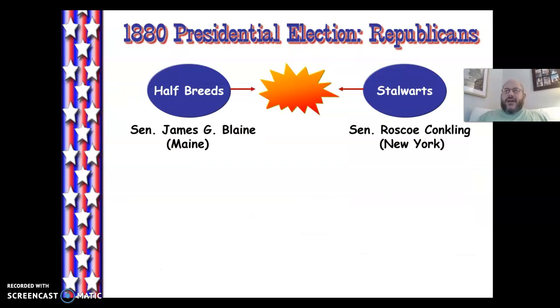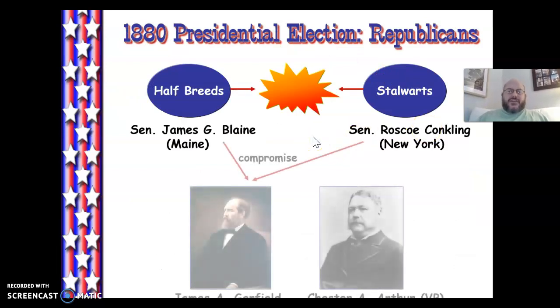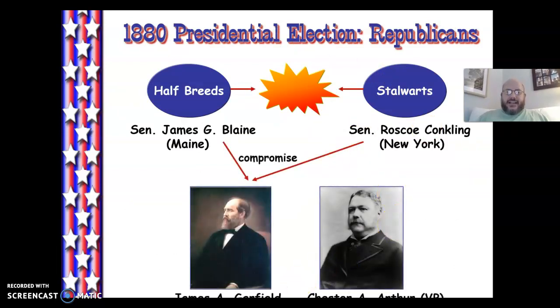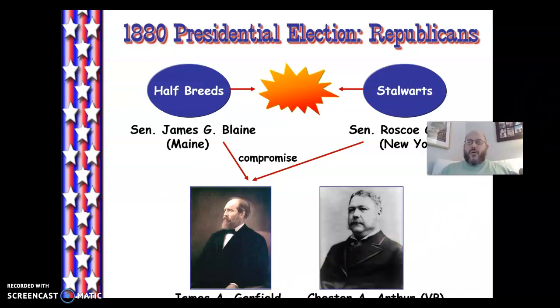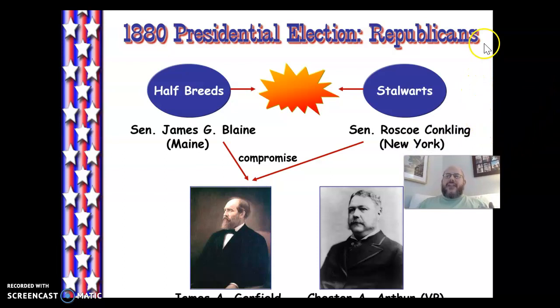All right. So that then brings us into the interesting election of 1880. And in 1880, we see a battle take place within the party itself. There's a little bit of a civil war going on here. And a lot of it has to deal with the issue of patronage and corruption in government.